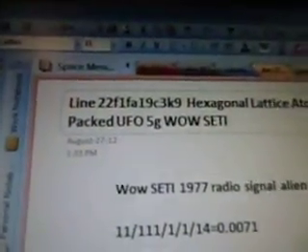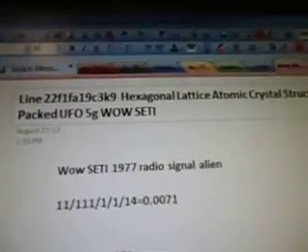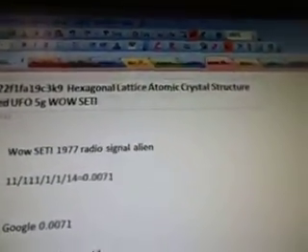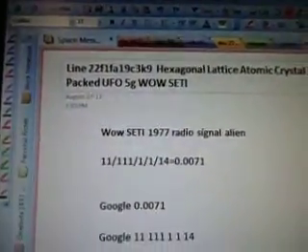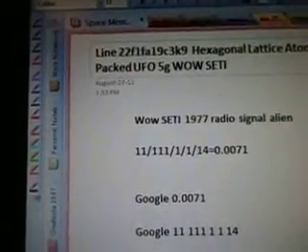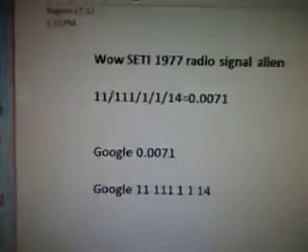Okay, this is part 284C3K9. Line 22f1fa19c3k9 Hexagonal Lattice Atomic Crystal Structure Packed UFO 5G Wow Seti. This says a UFO formula on it, okay? There's the alien radio signal that brought up the data.